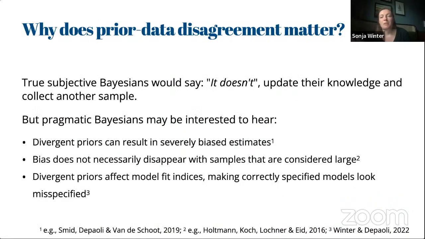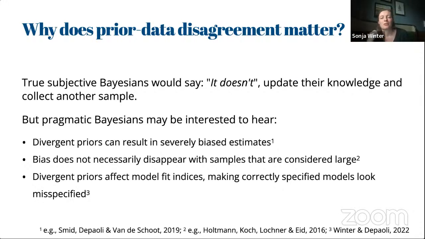So why does this matter? Why should we be looking at this? And I think a true subjective Bayesian would say that it doesn't matter, because our prior is just one piece of information which we then update with our data, and then we just collect another sample and continue the cycle.